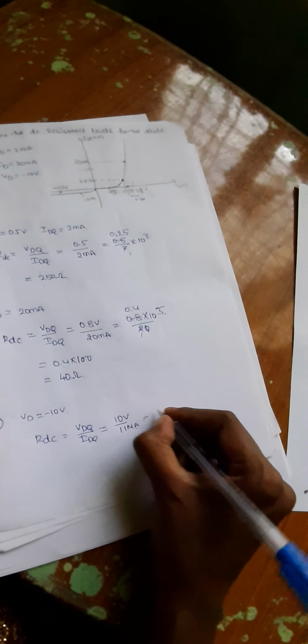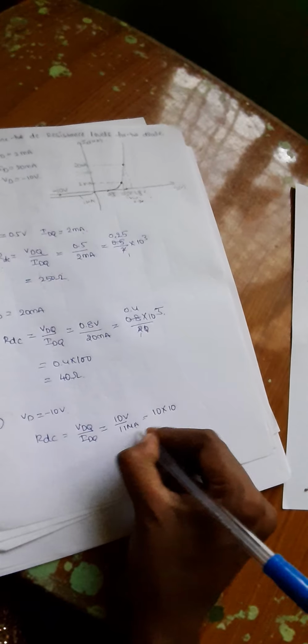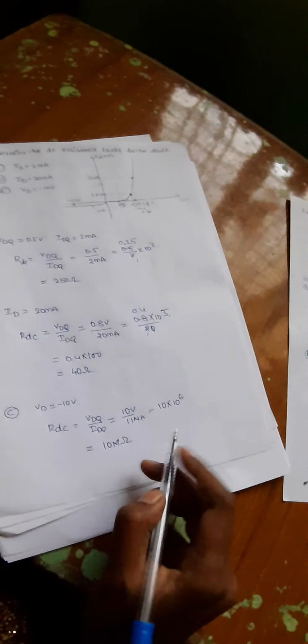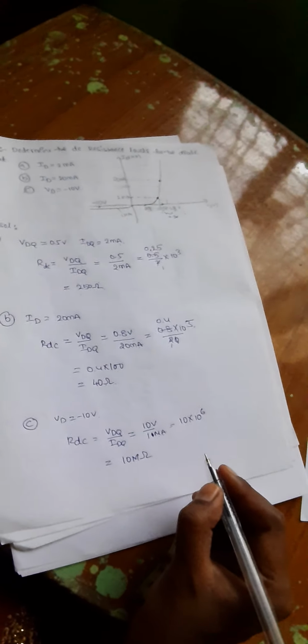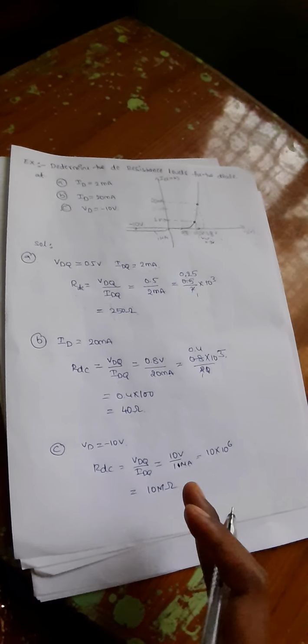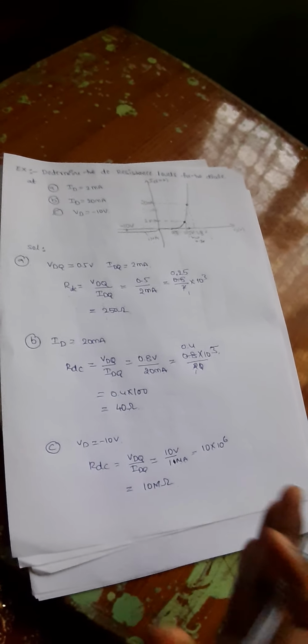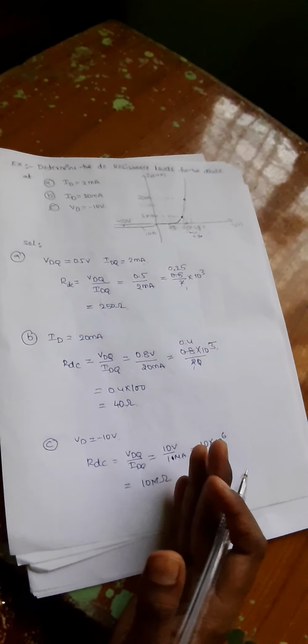So 10 volts divided by 1 microamp, microamps goes above as 10 power 6, gives 10 megaohms. So here the resistance is in the range of megaohms. The current is a very low value, in the range of microamps, 1 microamp. In the reverse bias condition the resistance is very high, so we have a very small current. That current is the reverse saturation current, which is due to the minority carriers.